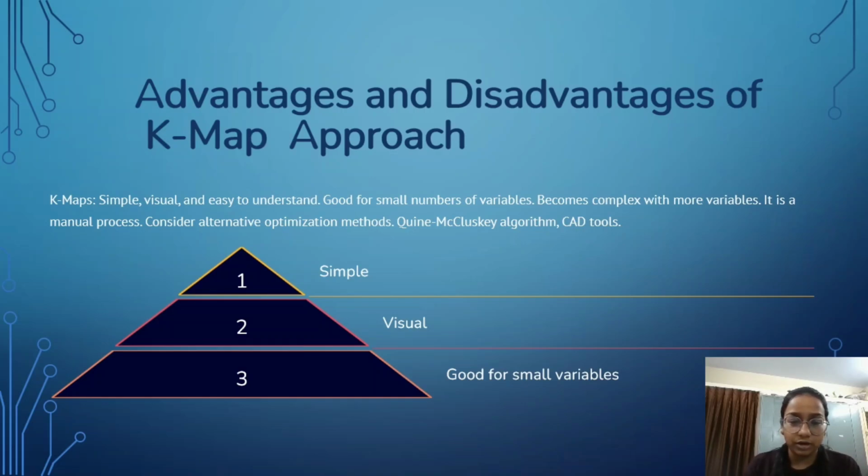It's important to acknowledge its limitation. As the number of variables increases, the K-map becomes significantly more complex to manage. Being a manual process, it can also be prone to human error.